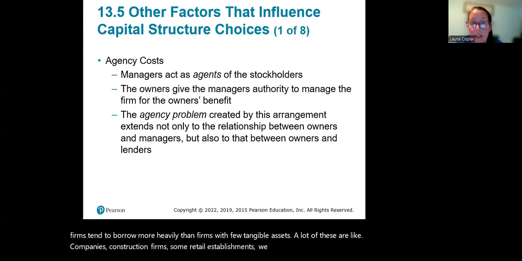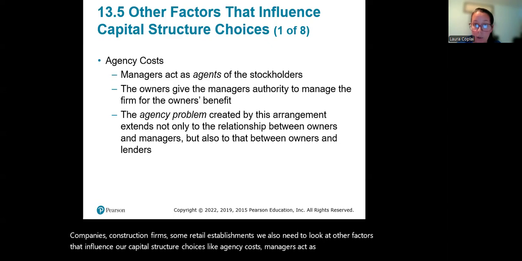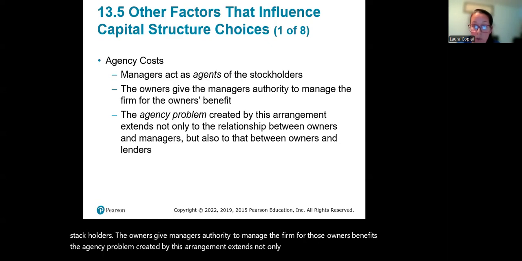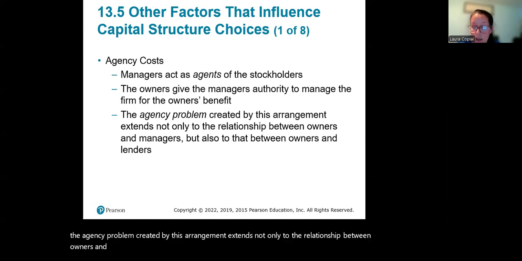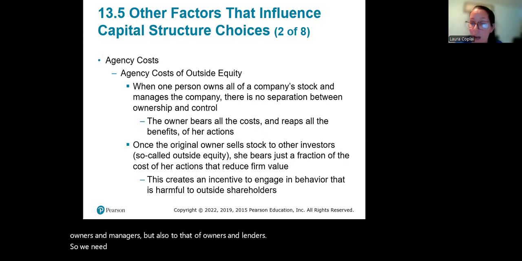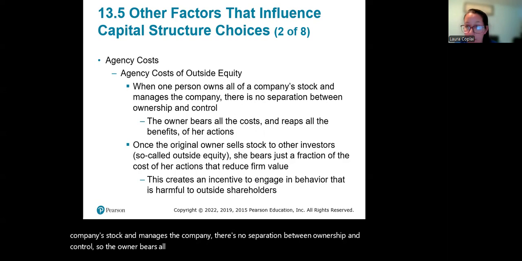We also need to look at other factors that influence our capital structure choices, like agency costs. Managers act as agents of the stockholders. The owners give managers authority to manage the firm for those owners' benefits. The agency problem created by this arrangement extends not only to the relationship between owners and managers, but also to that of owners and lenders. So we need to look at agency costs of outside equity. When a person owns all of the company's stock and manages the company, there's no separation between ownership and control. So the owner bears all the costs and reaps all the benefits of their actions.